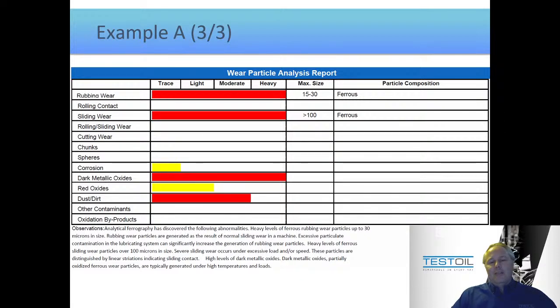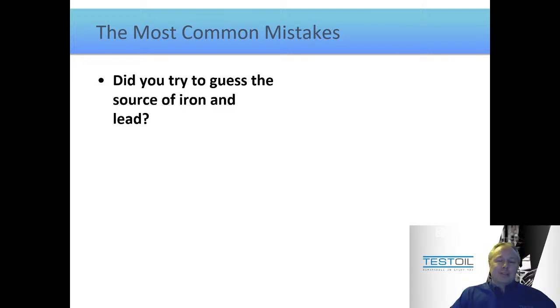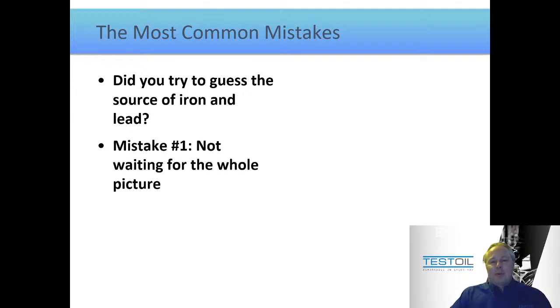But let me see if through that quick run through, you made some of the same mistakes that I find are quite common. The first normal mistake that most people make is that at the top of the report, when they see that iron and lead, they're already trying to decide where does it come from. So ask yourself that question. Did you try to interpret that as where was this wear metal coming from? If you did, that's mistake number 1, which we call interpreting on the fly.